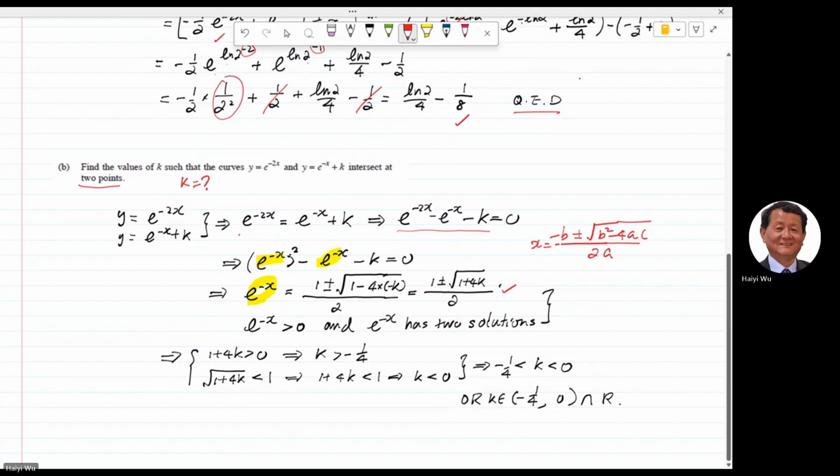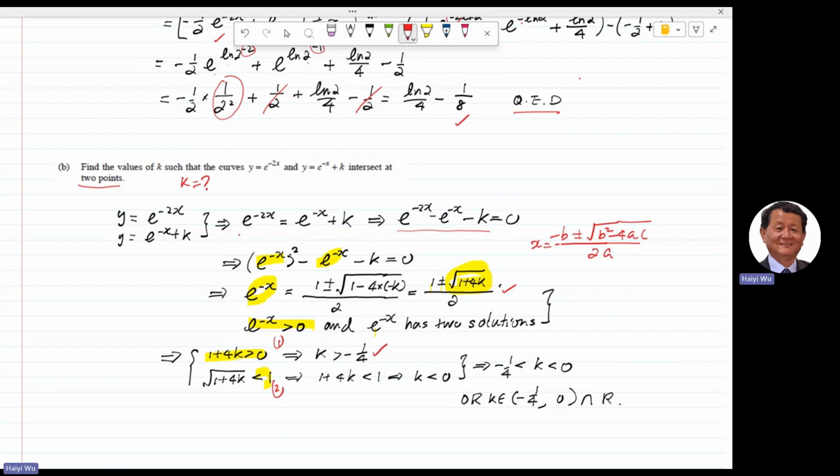That's the formula I have achieved. Now, because e to the power of negative x is always positive. Exponential function is always positive. And also, if I have two solutions, I've got two conditions. First, this has to be positive, otherwise we can't have two solutions. But we also need a positive solution. That means 1 minus this square root of 1 minus 4k has to be less than 1. So we solve those two together.